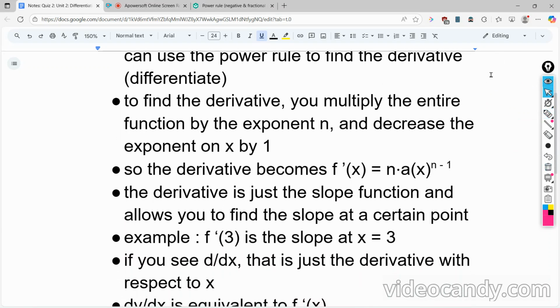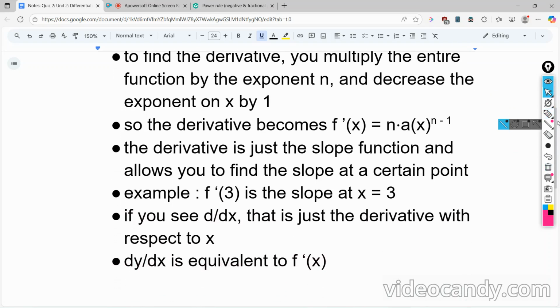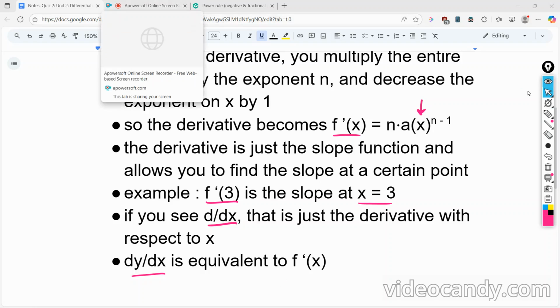So if you want to find the slope at x equals 3, we write f prime of 3, and you would sub in for x in the slope function. Remember, if you see d over dx, that's just the derivative with respect to x. dy dx is equivalent to f prime of x. We're just working with fractions now and maybe negatives. Same thing as last time.